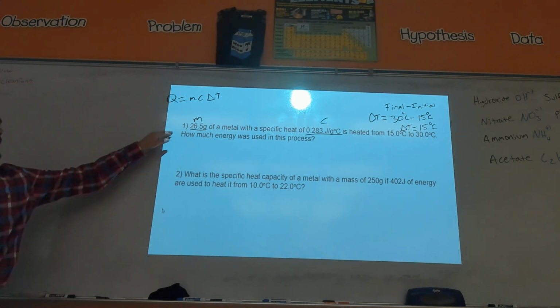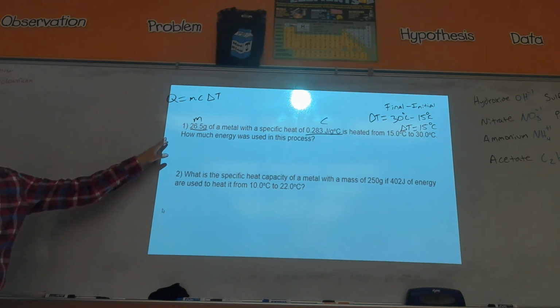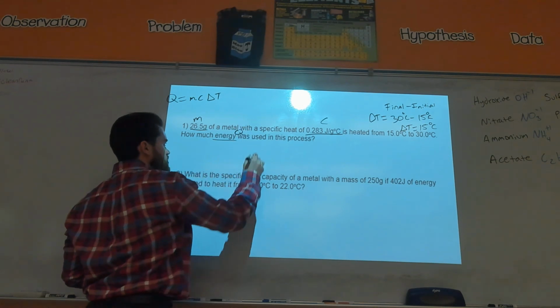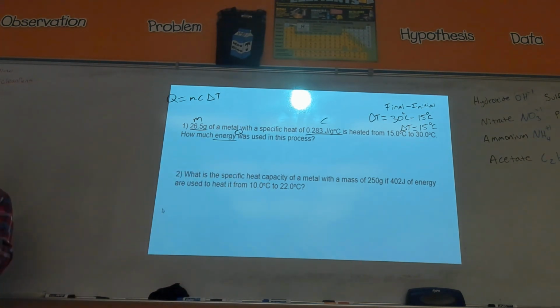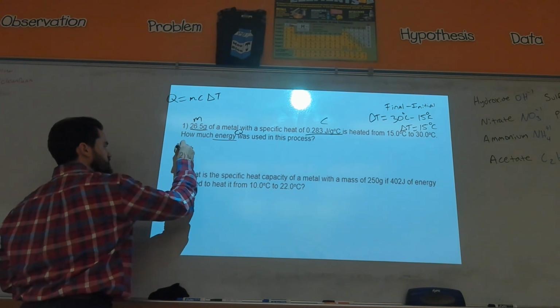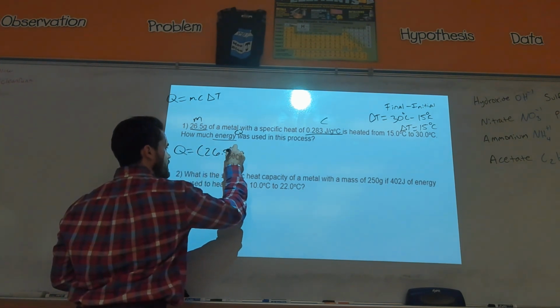All right, so then they want to know how much energy was used in the process. Which of these letters do we have to find? Q, right? This energy, that's your Q. Energy and heat are technically not the same thing, but you could think of them as essentially the same, a very similar idea. So Q equals MC delta T. Q equals your mass, 26.5 grams.